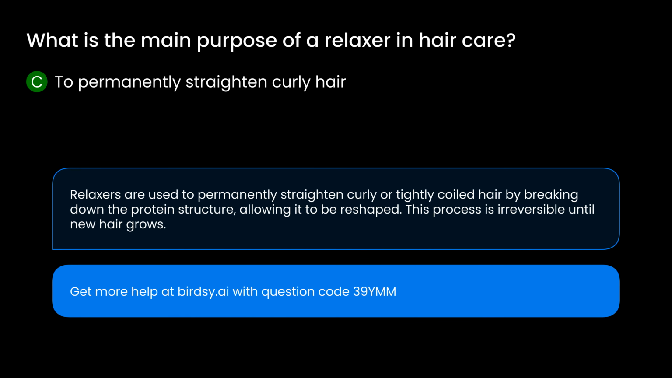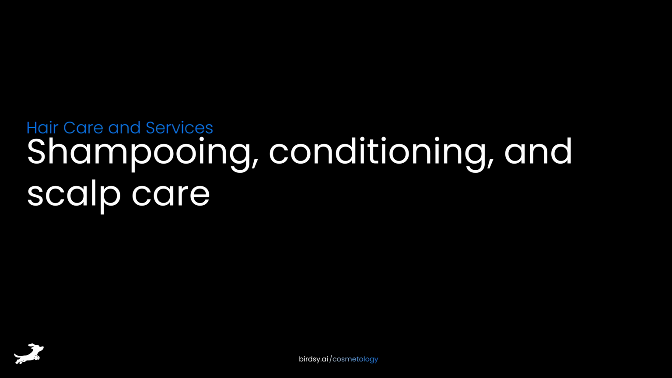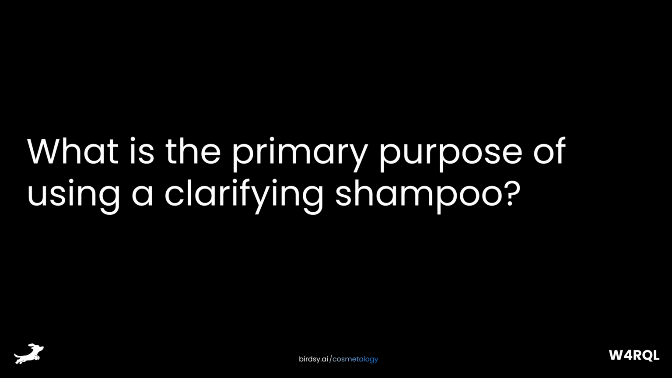Relaxers are used to permanently straighten curly or tightly coiled hair by breaking down the protein structure, allowing it to be reshaped. This process is irreversible until new hair grows. Shampooing, conditioning, and scalp care. What is the primary purpose of using a clarifying shampoo?